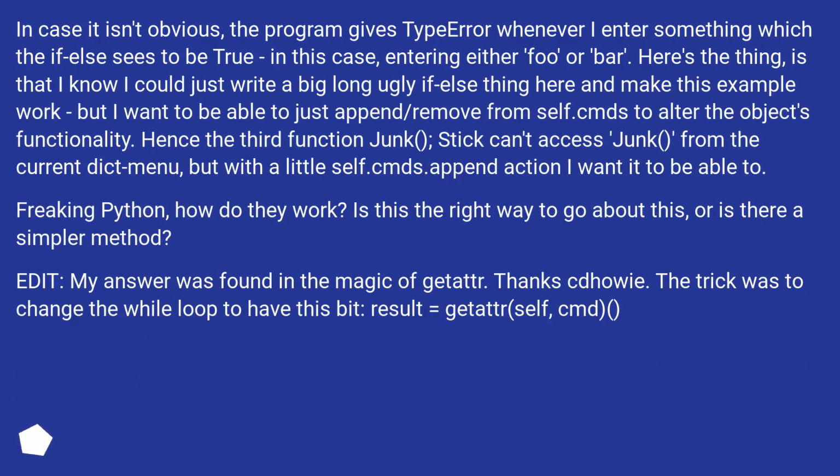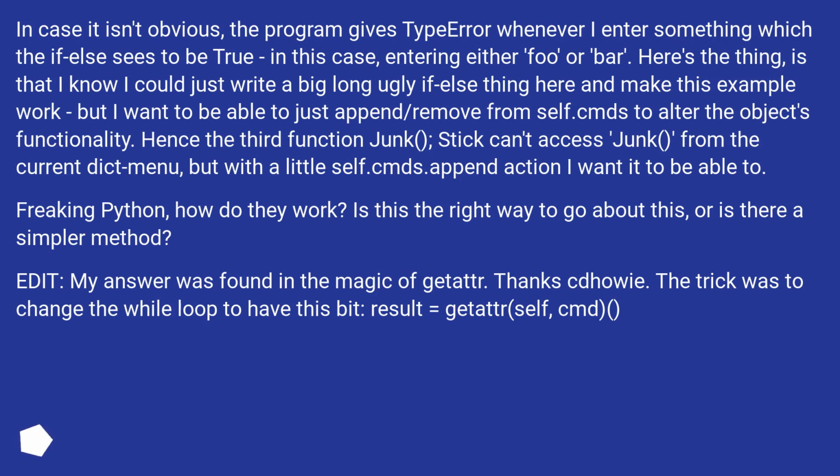In case it isn't obvious, the program gives a type error whenever I enter something which the if-else sees to be true, in this case, entering either foo or bar. Here's the thing: I know I could just write a big long ugly if-else thing here and make this example work, but I want to be able to just append/remove from self.cmds to alter the object's functionality. Hence the third function, junk.